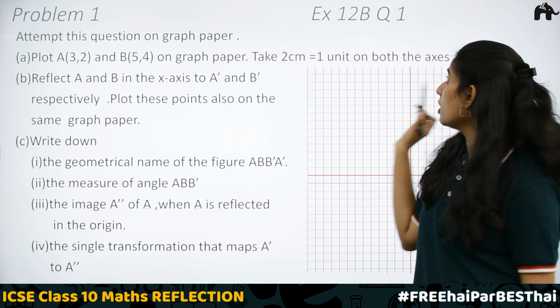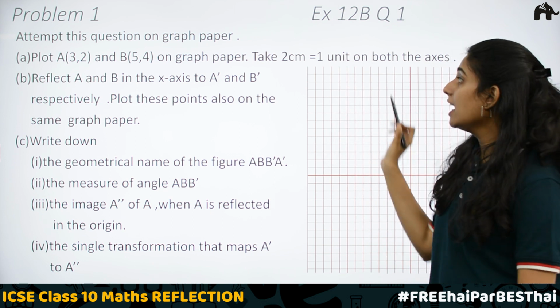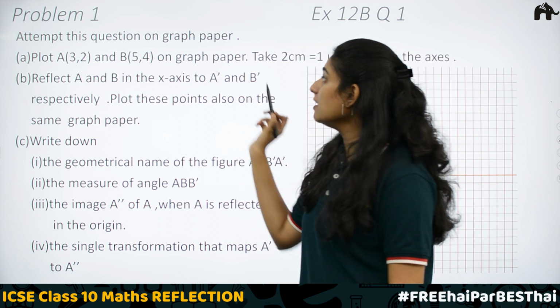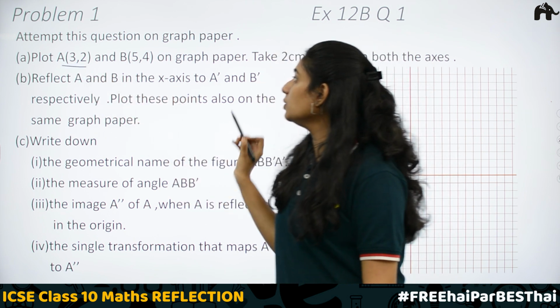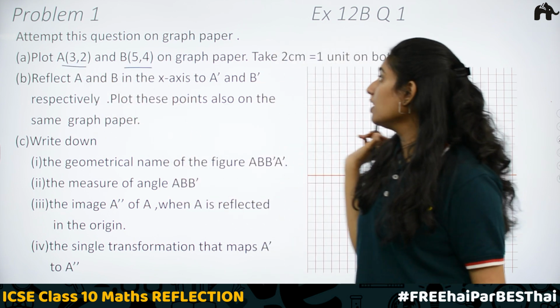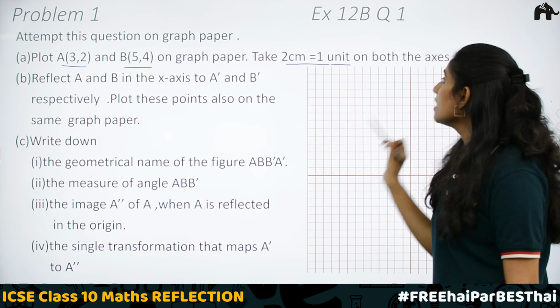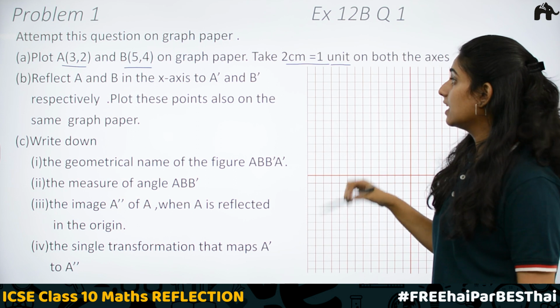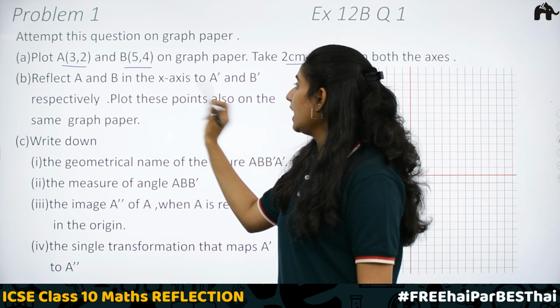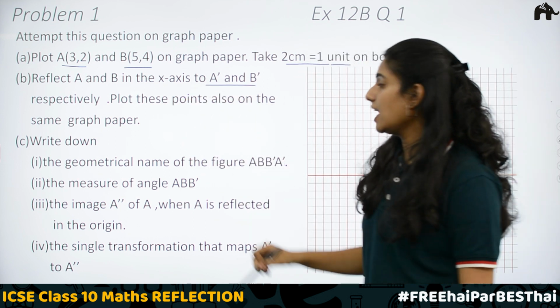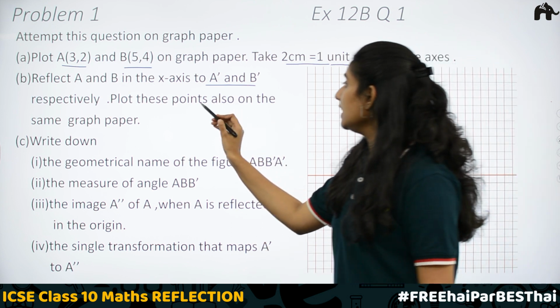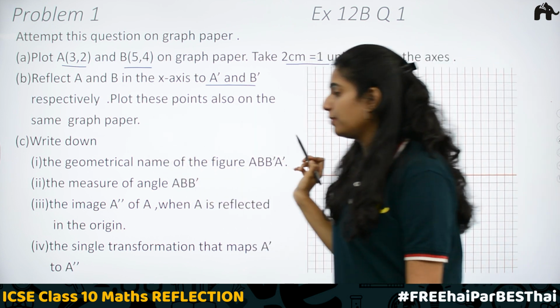Here we have the first problem, question 1 of exercise 12B. Attempt these questions on graph paper. Plot A(3, 2) and B(5, 4) on graph paper. Take 2 cm equal to 1 unit on both the axes. Reflect A and B in the x-axis to A dash and B dash respectively. Plot these points also on the same graph paper.